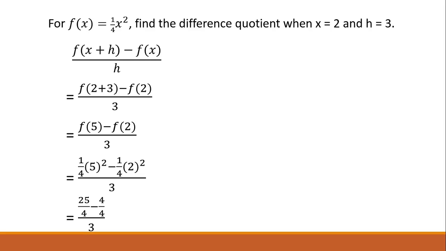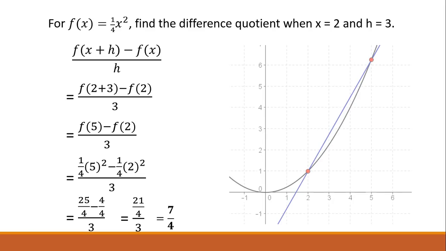Make sure you follow order of operations and you square first, and then we can subtract the fractions. 25/4 minus 4/4 is 21/4, and 21/4 divided by 3 is the same thing as 21/4 times 1/3, which is 7/4. So the difference quotient, the slope of the line between these 2 points, is 7/4.